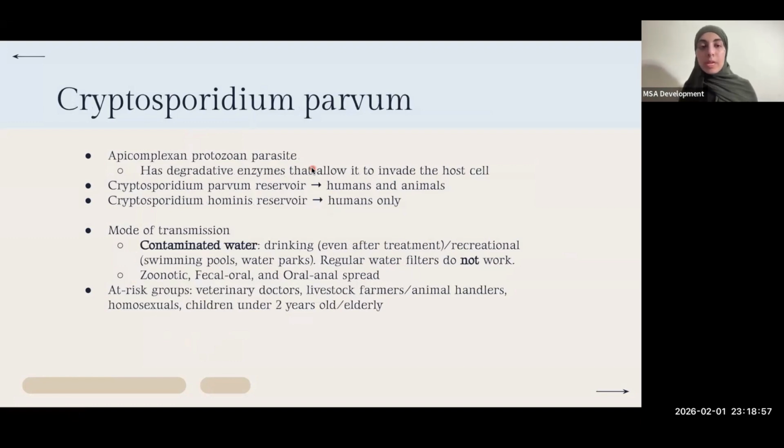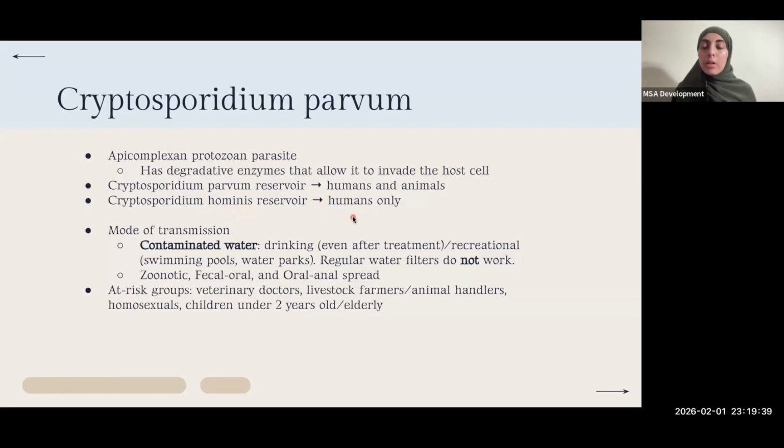Now, Cryptosporidium parvum is a protozoan, okay? And it is an apicomplexan. What this means is that the protozoan has degradative enzymes that allow it to invade the host cell. So remember, Giardia had flagella, Entamoeba had the pseudopods, and Cryptosporidium has the apicomplexan. Okay? We do have two species of Cryptosporidium: Cryptosporidium parvum and Cryptosporidium hominis. The parvum reservoir is humans and animals, while hominis is only human. Hominis for human, okay?